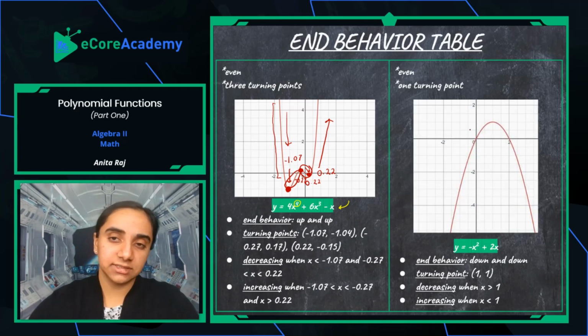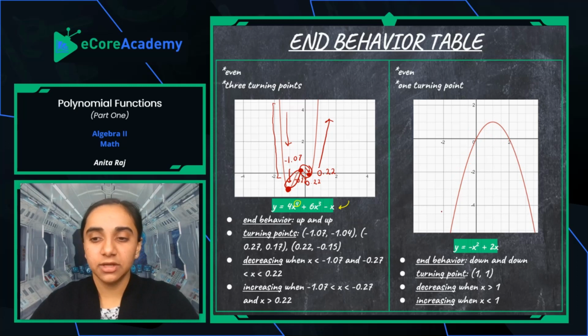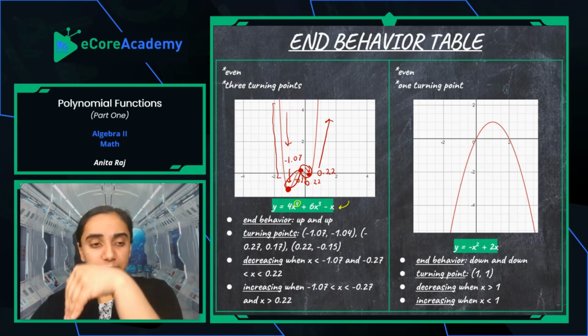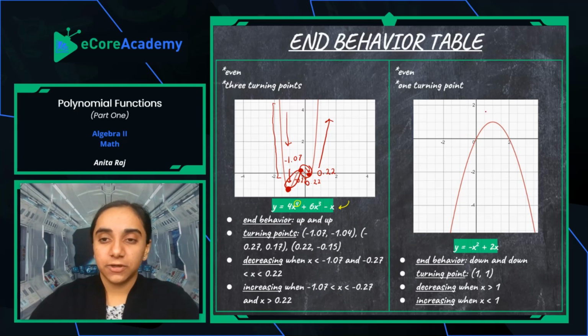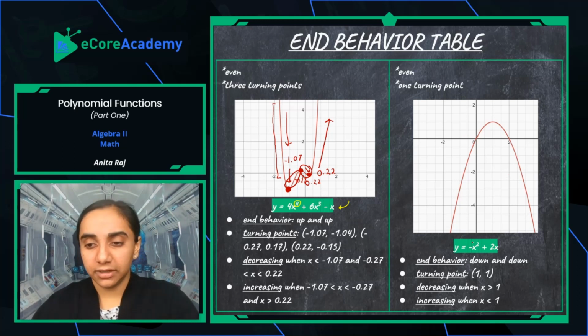This here, you can easily see that this is a parabola, should be common. This is y equals negative x squared plus 2x. The coefficient is a negative 1, so the parabola is flipped over, reflected. If you look at the exponent again, it's a 2. So that is even. That's what I wrote up here. And there's 1 turning point, which is going to be the vertex right here.